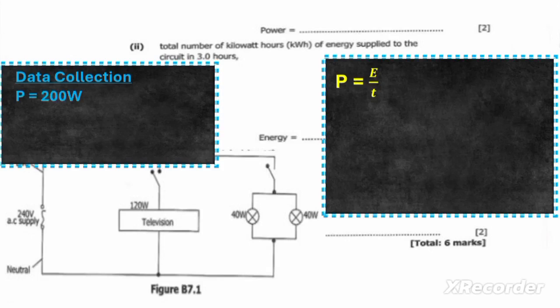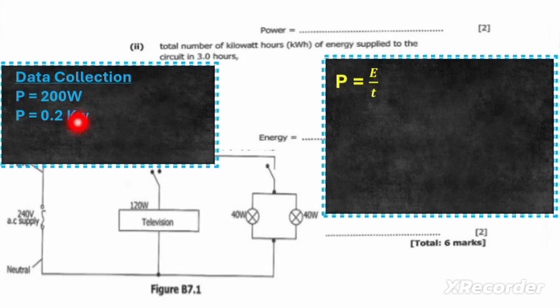According to our question, we have been given power, which is 200 watts. What else have we been given? We've been given time, which is 3 hours.